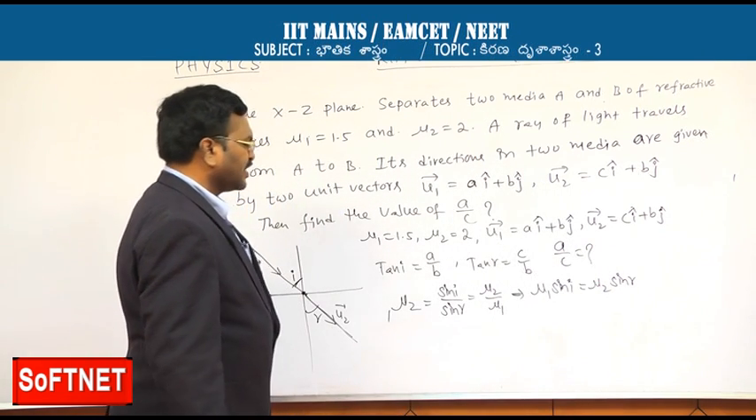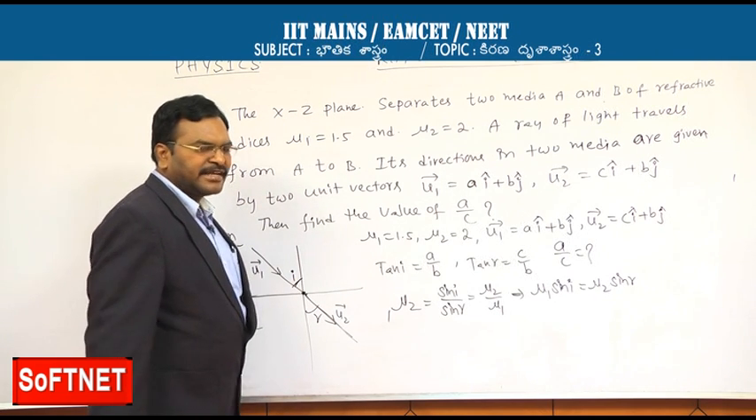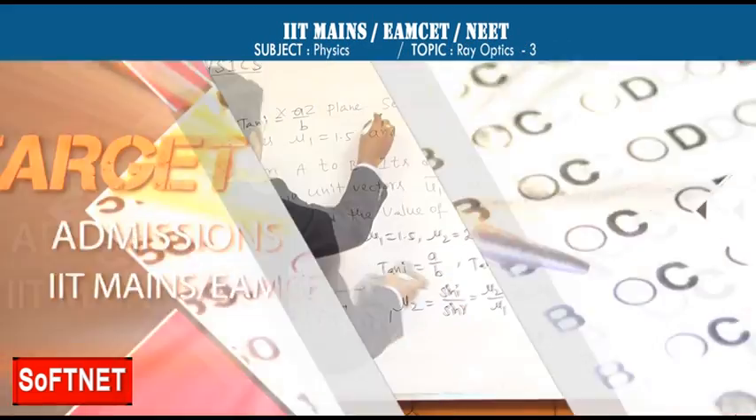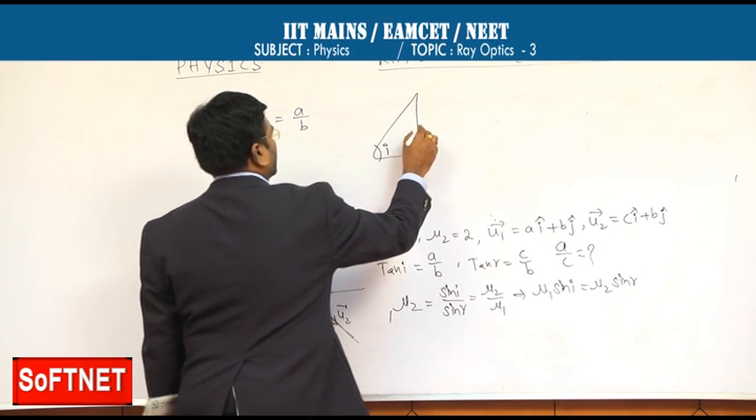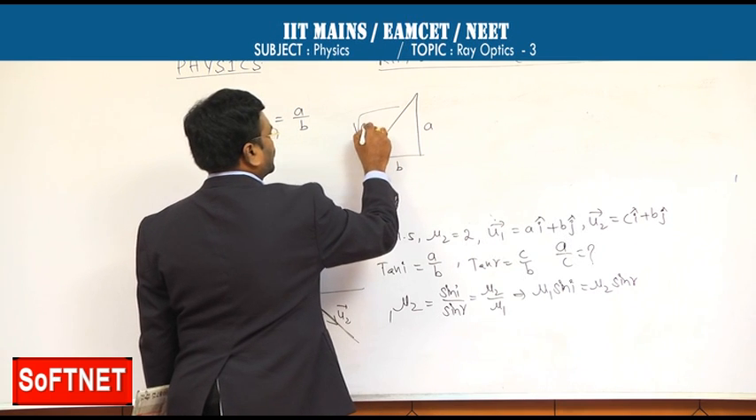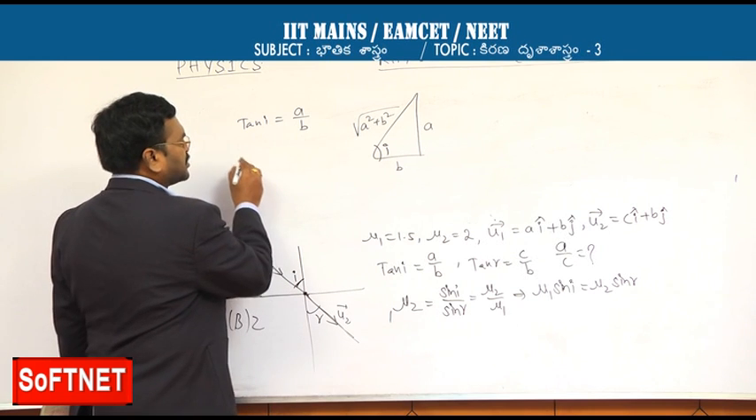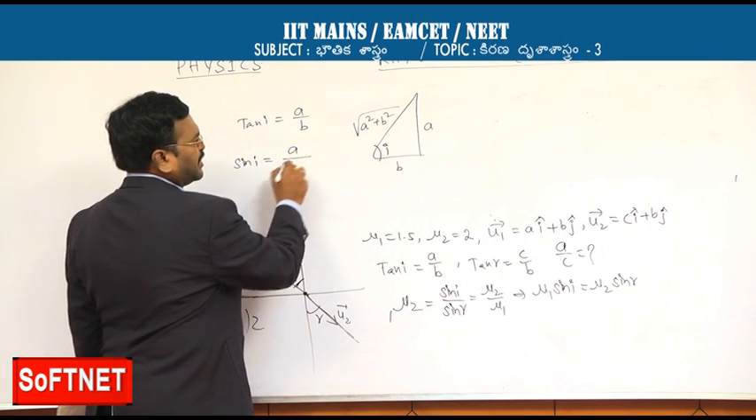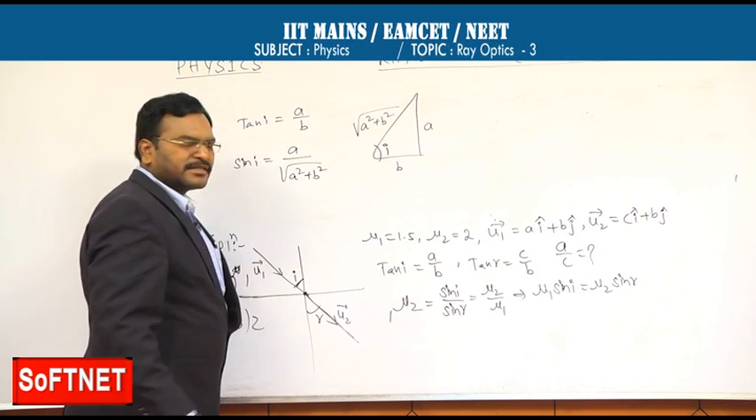Now note down. Tan I is A by B. We calculate the sin I value. How do we calculate it? Here is a triangle with angle I. Tan I is A by B, so the hypotenuse becomes root of A square plus B square. So sin I is equal to A by under root of A square plus B square.